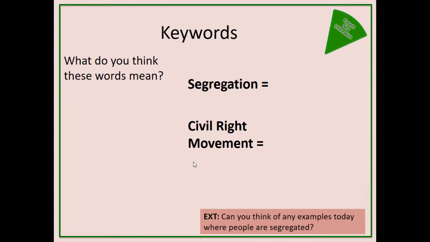We looked at segregation last lesson with Jim Crow laws, and I just wanted to go through and double check that you know what they mean. So we've got here two key phrases: segregation and civil rights movement. What I want you to do is have a little think, come up with your own definition, and then I will put up the main definition for you. Please have a go at doing your own definition because practice makes perfect. If you mess it up, how are you going to know if you've messed it up if you've never had a go?